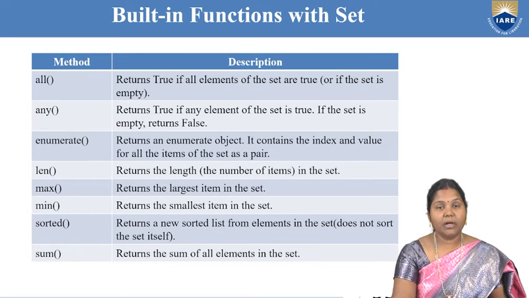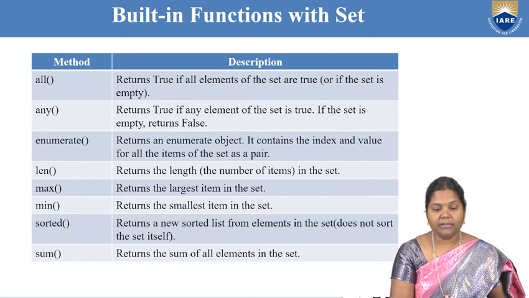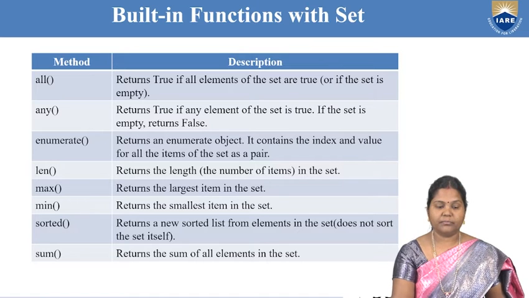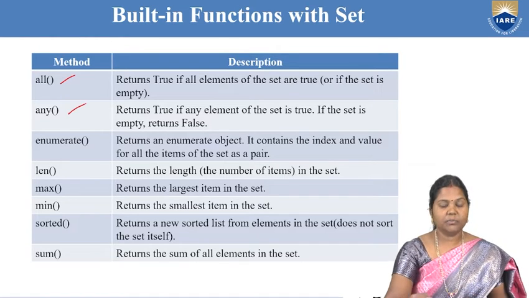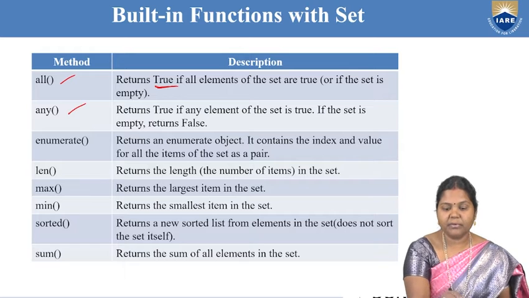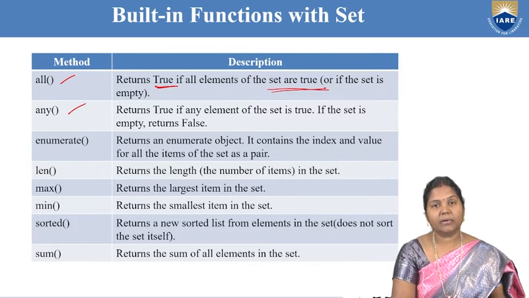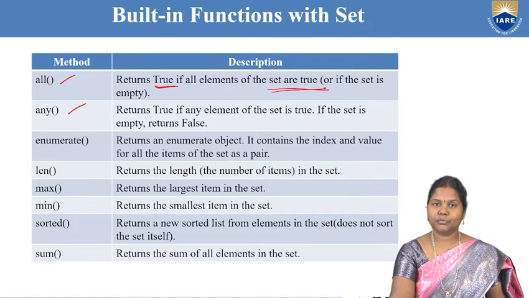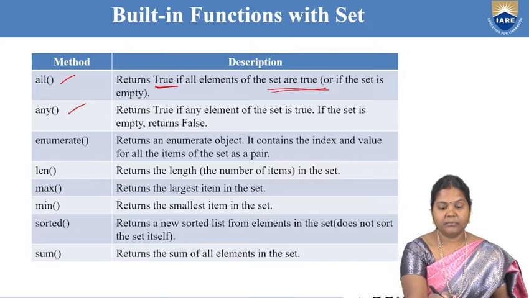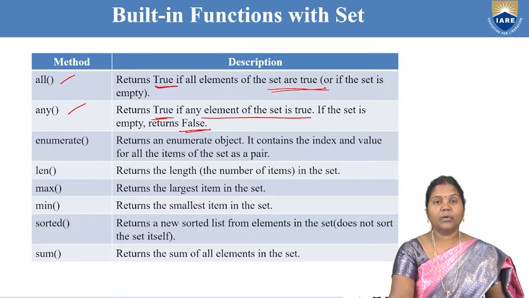Now, let us discuss what built-in functions are available in the set data type. Like any other data type, what are the built-in functions supported in set? First is called all. Next is called any. What is the difference between the all function and the any function? The all function will return true if all the elements of the set are true. If the set is empty, then all is going to return true. But the any function will return true if any element of the set is true. But if the set is empty, then it will simply return false. So, this is the difference between all and any.